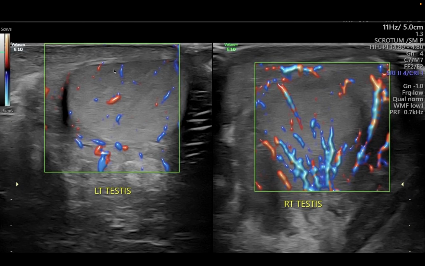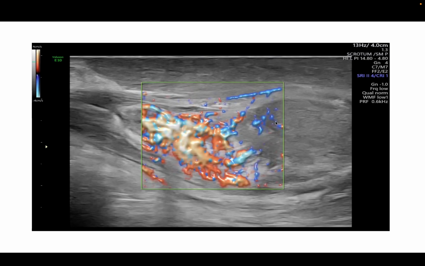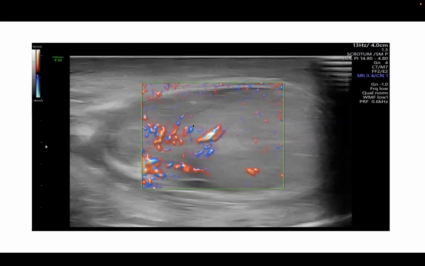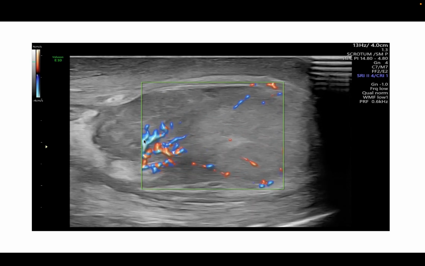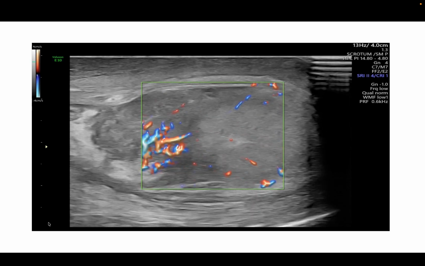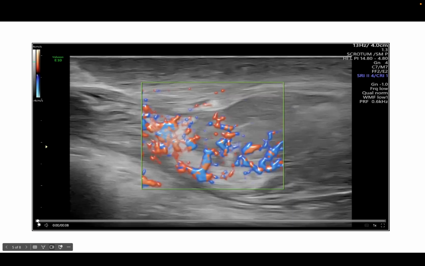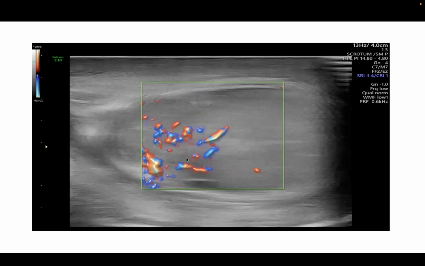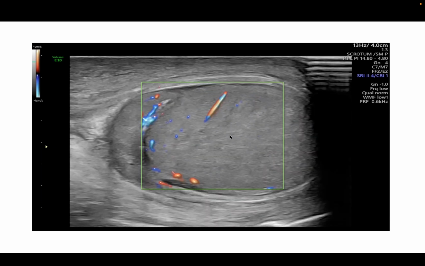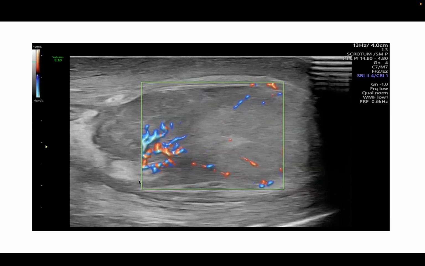On color Doppler, see the left side and the right side. On the left testis it shows normal vascularity, but on the right testis it shows increased vascularity. And see the color Doppler on the right testis and epididymis. The right testis has increased vascularity, and the epididymis also shows increased color flow. And see, the cord also shows increased vascularity, and the epididymis and testis also show increased vascularity.